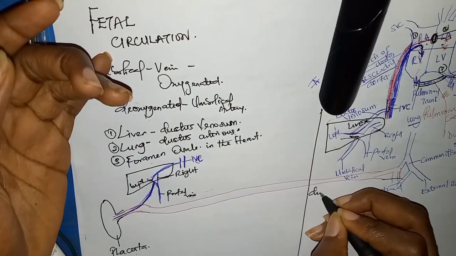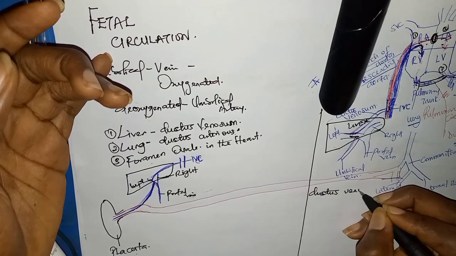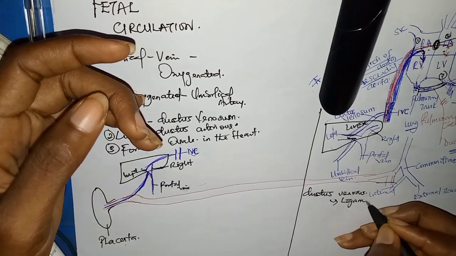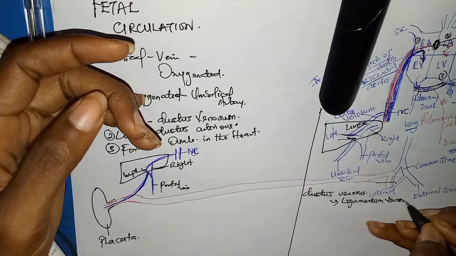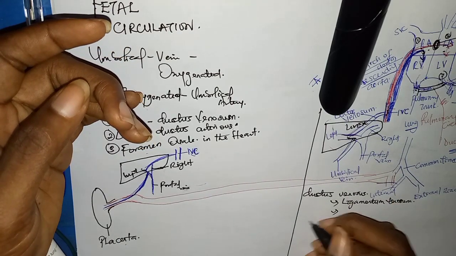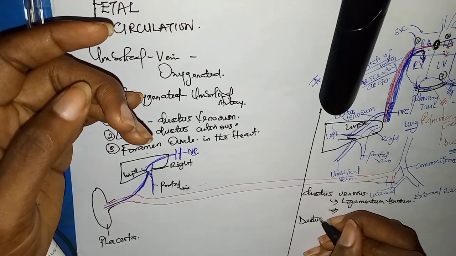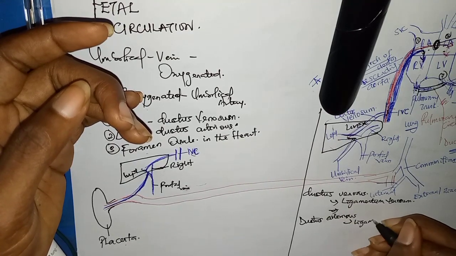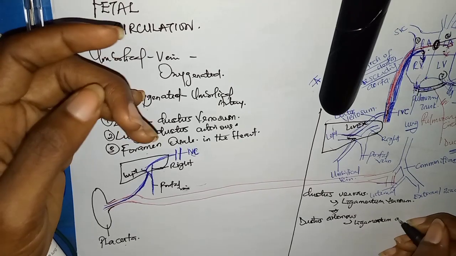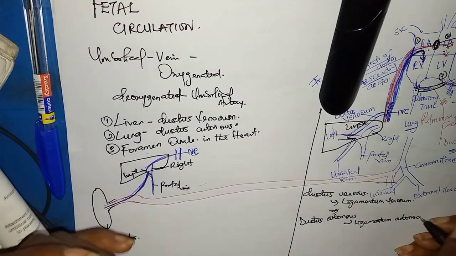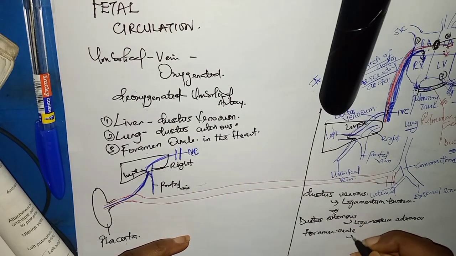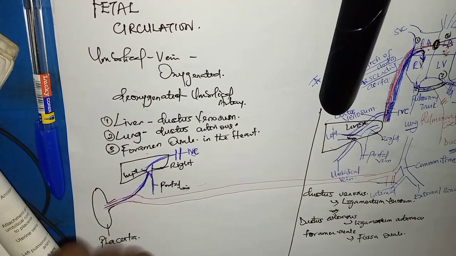So our ductus venosus in adult life becomes our ligamentum venosum, our ductus arteriosus in adult life becomes ligamentum arteriosum, and finally our foramen ovale in adult life becomes fossa ovalis, right? So this is basically it.